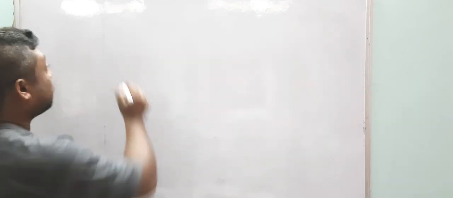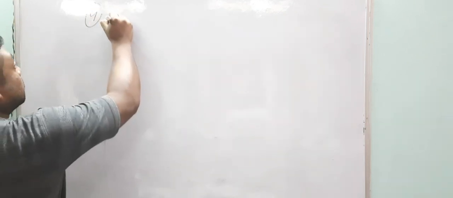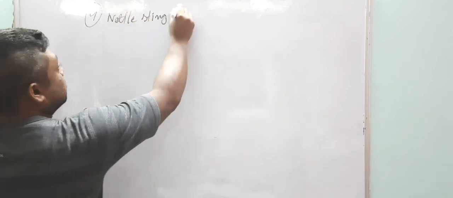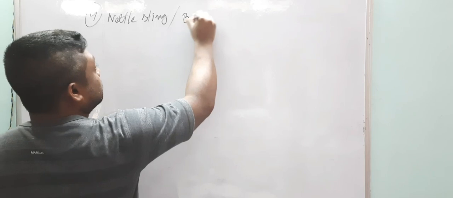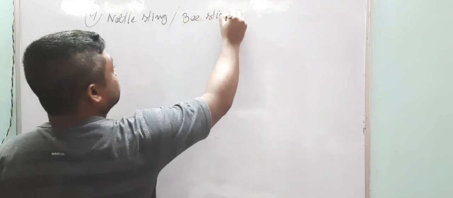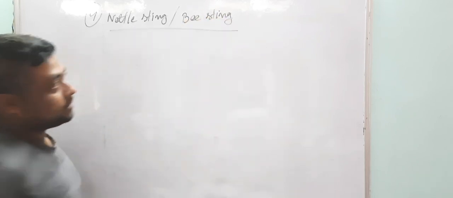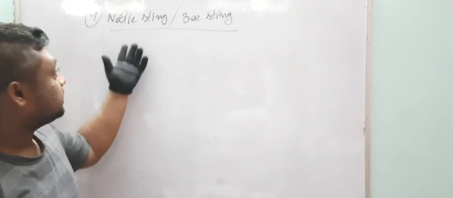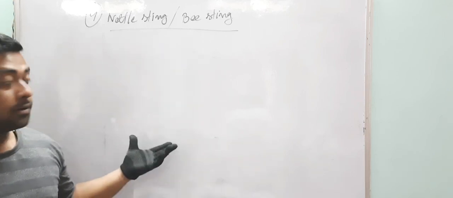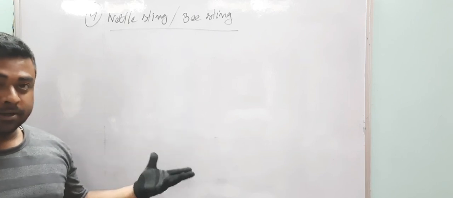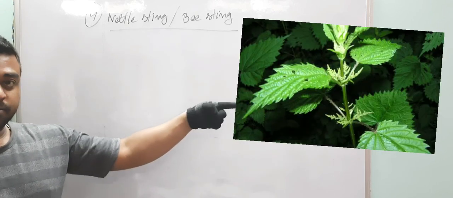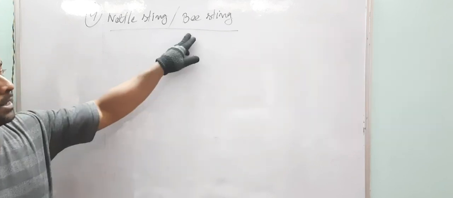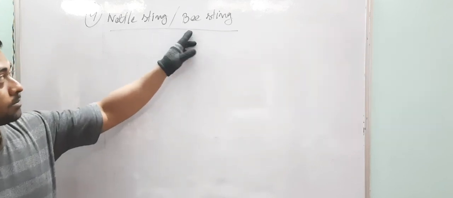So this is number 4, nettle sting or bee sting. So what is this nettle sting or bee sting? Nettle is a kind of leaf which is found in a garden. And if you are not familiar with that leaf, I am showing in this video, that particular leaf is known as nettle leaf.